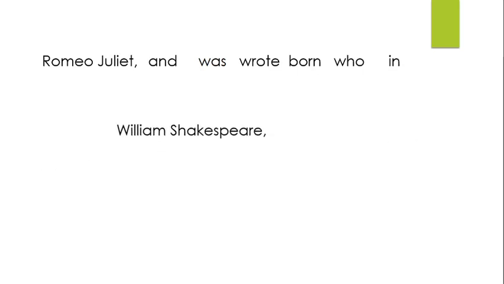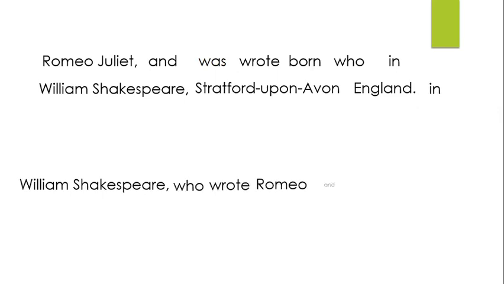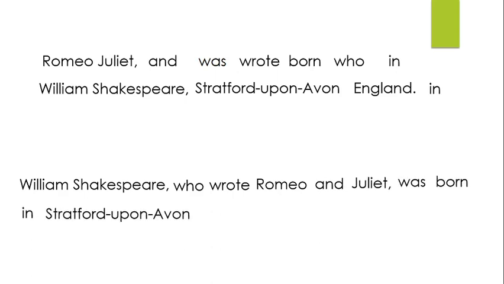This was one of the sentences you had to organize to find the correct relative clause. And we have: William Shakespeare, who wrote Romeo and Juliet, was born in Stratford-upon-Avon in England. This was one of the sentences you had to rewrite in the platform. And let's remember that when we have information between commas, we are using extra information.